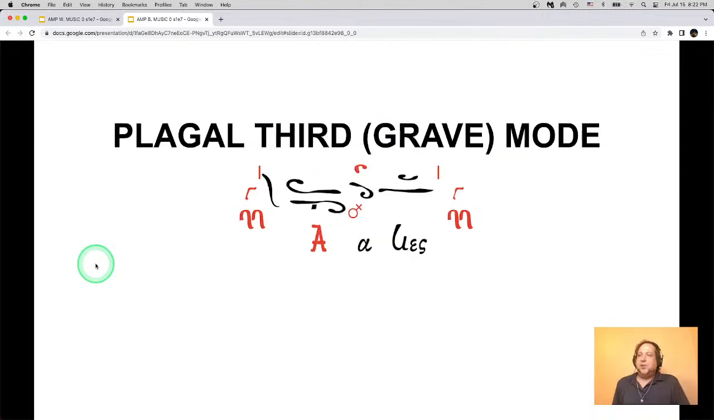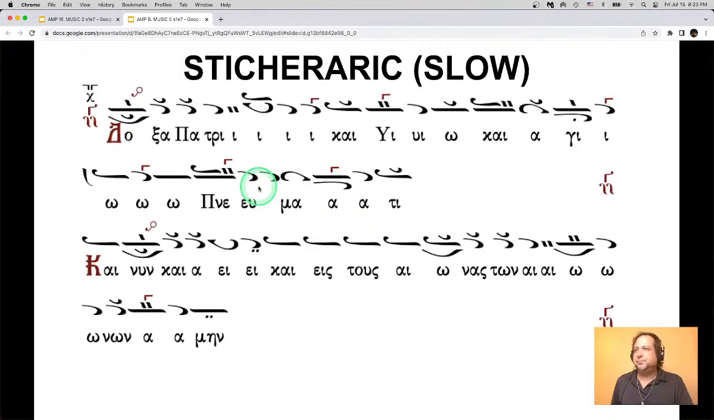Plagal third, grave mode. But this is what I would prefer to call plagal third because it's on Ga, and it sounds like third mode. Again, third mode, Ga, Ni, Ga, back and forth, with a couple of Bas in there. It's almost the opposite: third mode has more Ba phrases, and plagal third has more Ni phrases. And the apikima is A-A-Nez, Ga. So it sounds like this. Follow my hand signs down here.